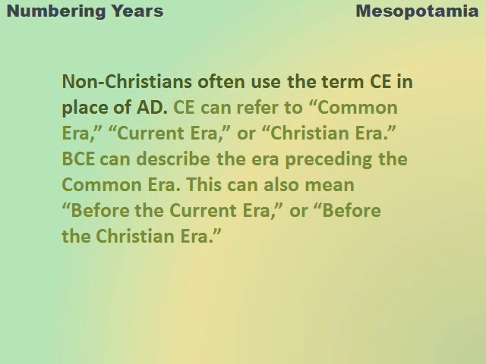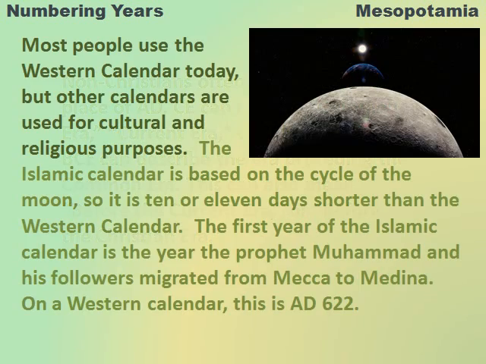Non-Christians often use the term CE in place of AD. CE can refer to Common Era, Current Era, or Christian Era. BCE can describe the era preceding the Common Era. This can also mean before the Current Era or before the Christian Era.